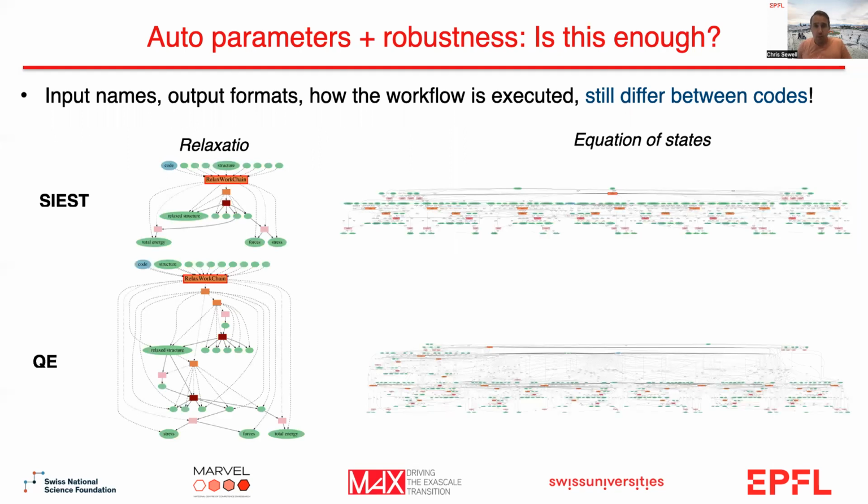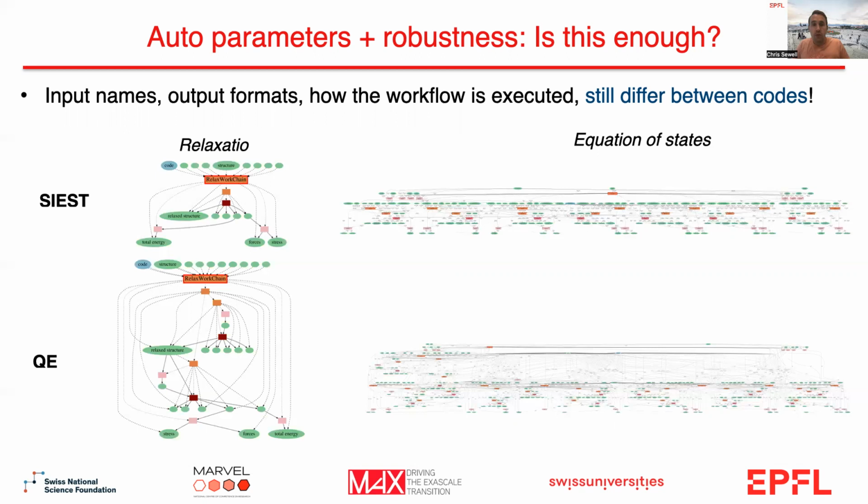Just to give an example, here are some real graphs using Siesta and Quantum Espresso for the atomic relaxation workflows on the left, and then on the right, when these workflows are used as a component of a larger equation of state workflow. You see here graphically that even the topology of these graphs are different.